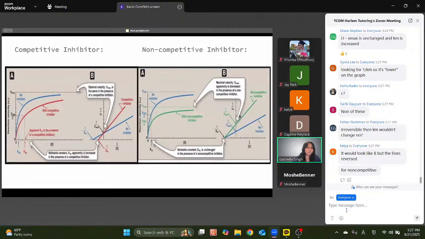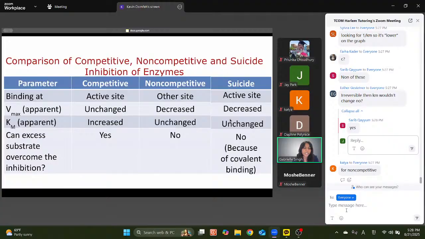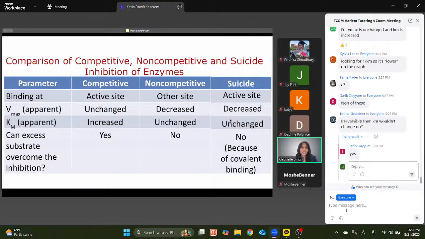Okay, this is just a summary of everything: non-competitive, competitive, and where the KM and VM are. This is also just if you need it in chart form. And also we know that with suicidal inhibition, you can't use a lot of substrate to overcome inhibition because of covalent binding. So it's irreversible. It's not going to move from there. It's just going to stay where it is, regardless of how much substrate you're putting in. Okay.